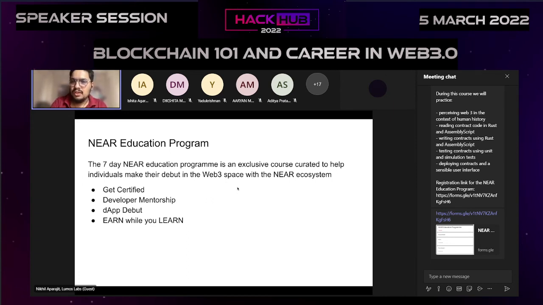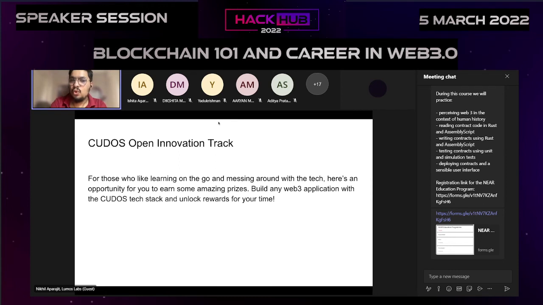The next thing that we are going to do in this hackathon is the Kudos Open Innovation Track. Kudos is basically a decentralized cloud computing platform. For all the DApps, from what I've mentioned about Web3, there's a huge trilemma of hosting these Web3 programs on centralized cloud servers. It completely defeats the purpose. So Kudos is trying to solve this by creating its own decentralized cloud computing platform.